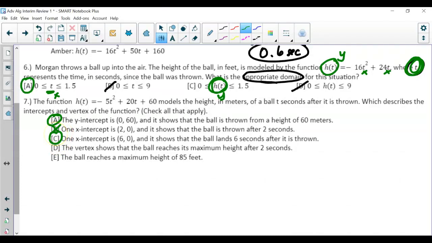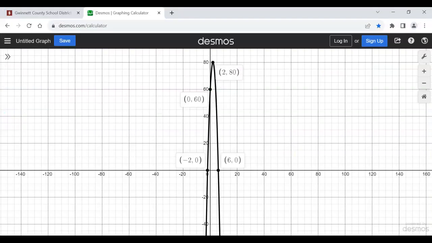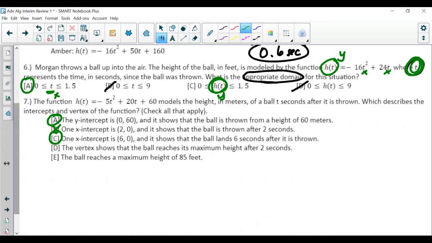So that is true. The vertex shows that the ball reaches its maximum height after 2 seconds. So let's see our vertex to see if that's true. Our vertex is here. Yep, it travels for 2 seconds to reach that maximum height of 80 feet. So that is true. The ball reaches a maximum height of 85. Well, nope, because we just stated that it reaches the maximum height of 80 feet. So that's why that last statement is false.